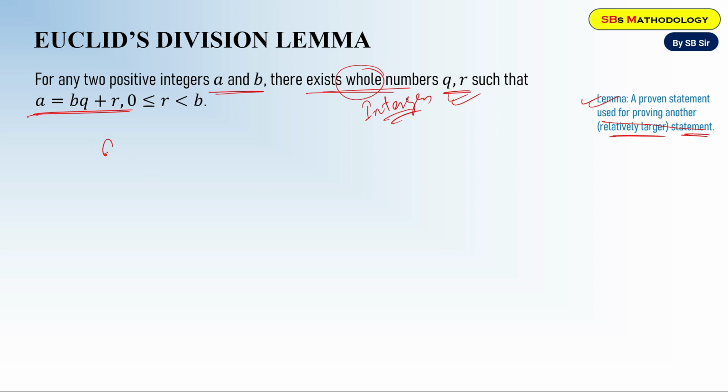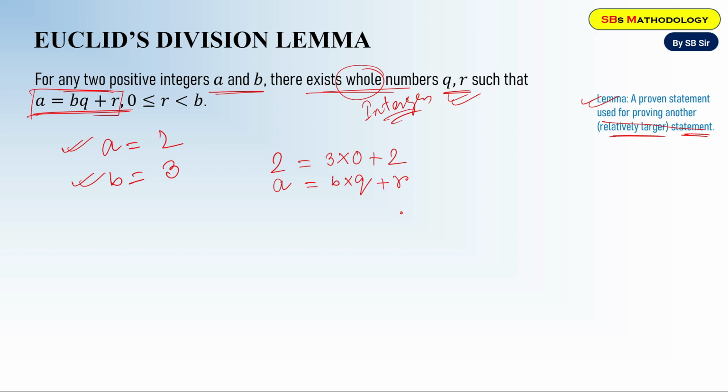Suppose I give you two positive integers. Suppose a equal to 2 and b equal to 3. Now it says that for any two positive integers, we can write them in the form a equals bq plus r. As we have taken two positive integers, we can easily write them in the form of Euclid's division lemma. So we can write 2 as 2 equals 3 into 0 plus 2, where 2 is our a equals b into q plus r.